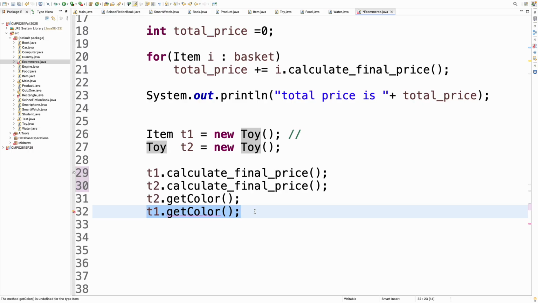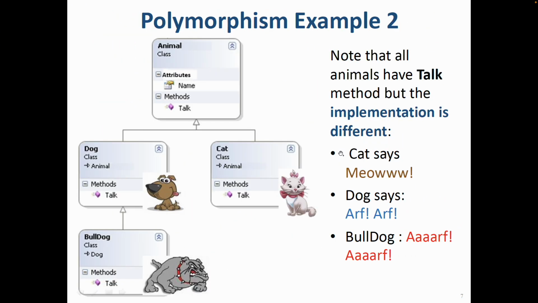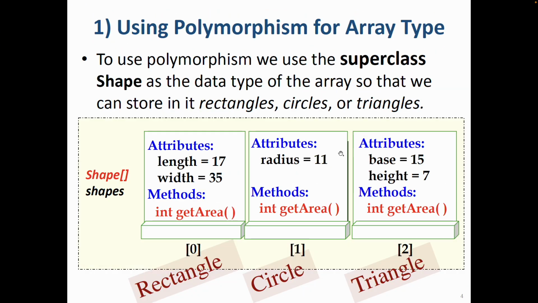Is that understood? This is only used in loops, right? In array types, yes, we can use it too. I'll go back to here now. We can use it to keep similar items in one array, and then we can use this parent class as the array type. So this is one usage.